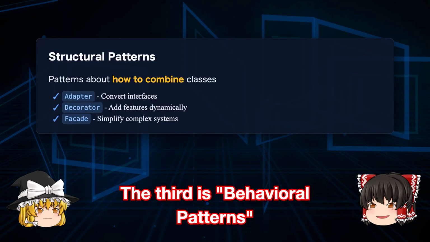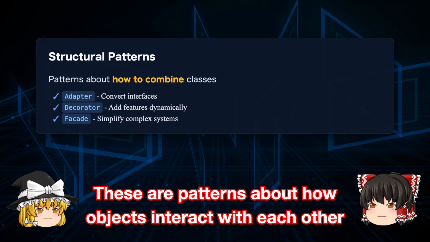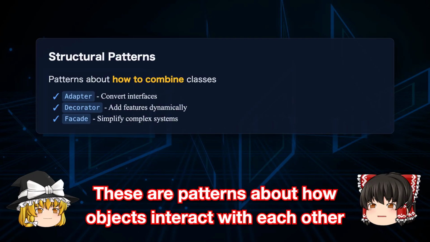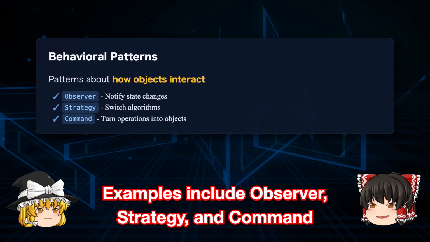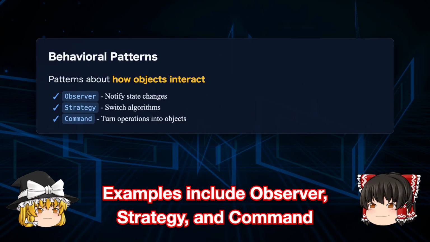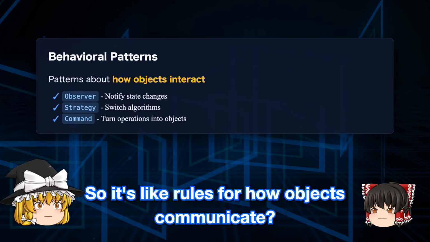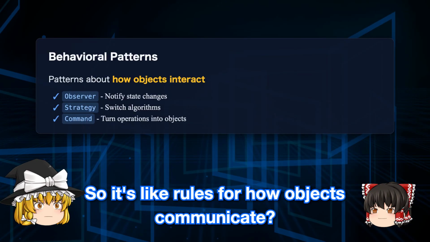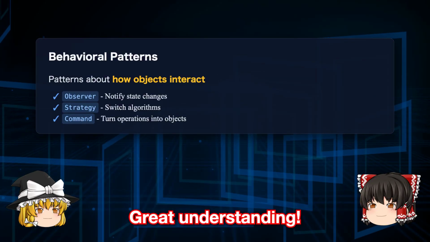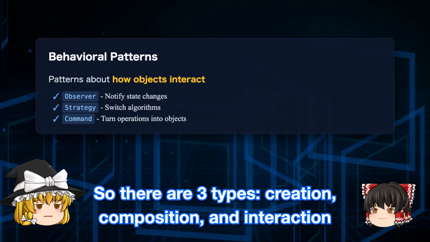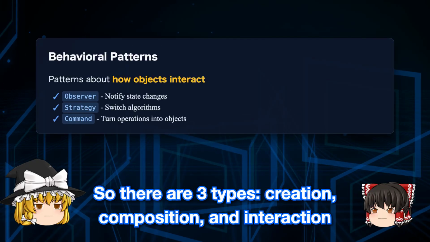The third is behavioral patterns. These are patterns about how objects interact with each other. Examples include observer, strategy, and command. So it's like rules for how objects communicate. Great understanding. So there are 3 types: creation, composition, and interaction.